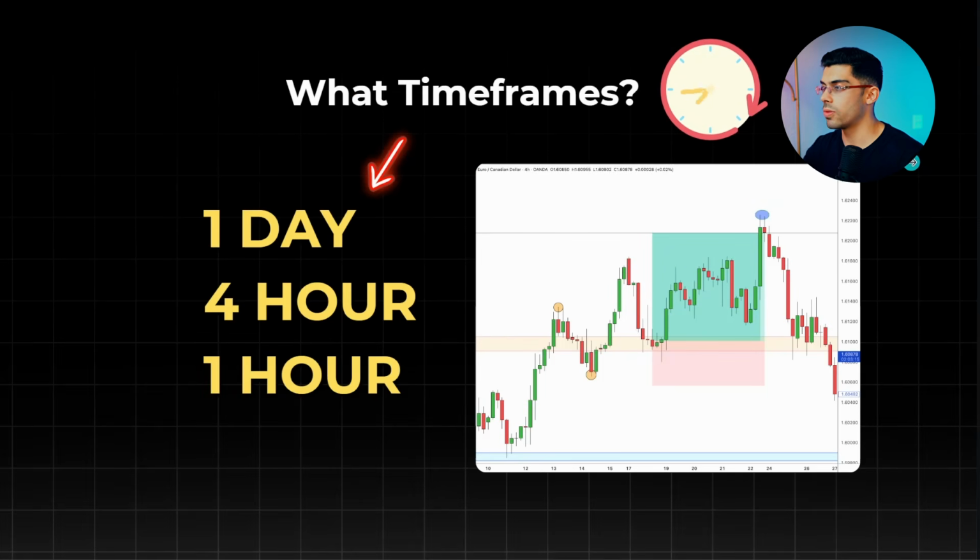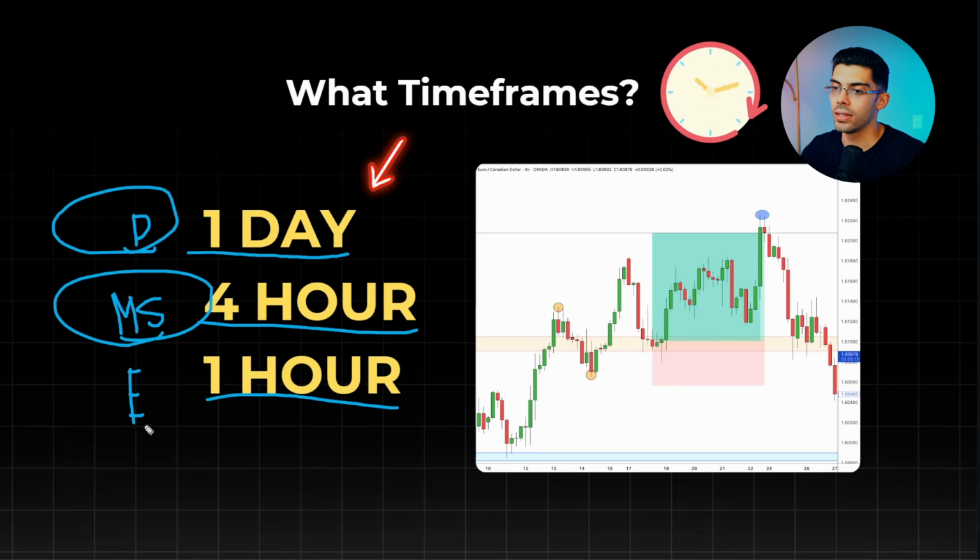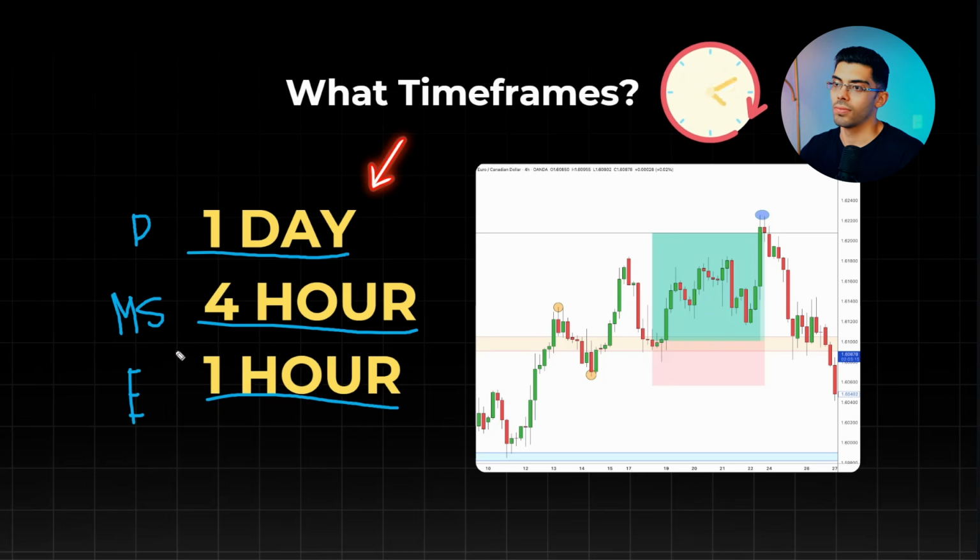So, okay, this is one of the most important parts. What time frames to use? You want to be using the daily time frame, the 4-hour time frame, and the 1-hour time frame for this strategy. Each one of these time frames will have its own individual purpose. The daily, we're going to be using only for the direction. For the 4-hour time frame, we're going to be using this one for the market structure, so you can just put MS right here. And for the 1-hour time frame, this is what we're going to be using for the entry, so the E.